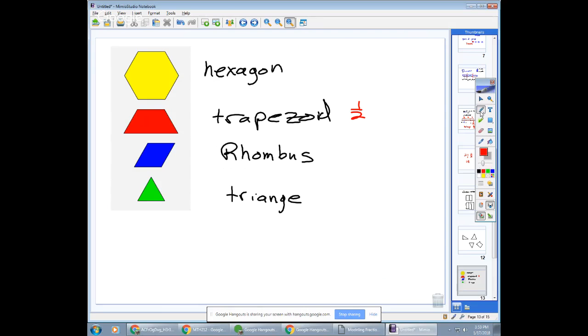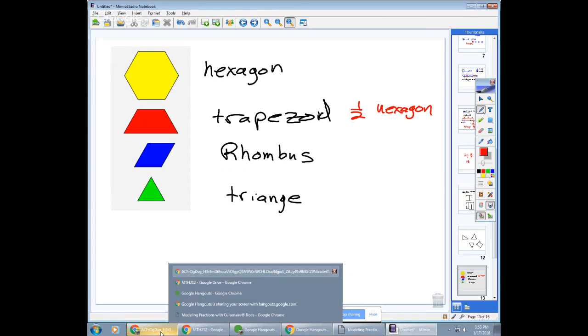It's 1/2 of the hexagon. And then the blue rhombus is what part of the hexagon? 1/3. Okay. Now here's an important part. We can look at it and see that third because we have so much experience in life and math. But for kids, they really need to stack them up and do it.